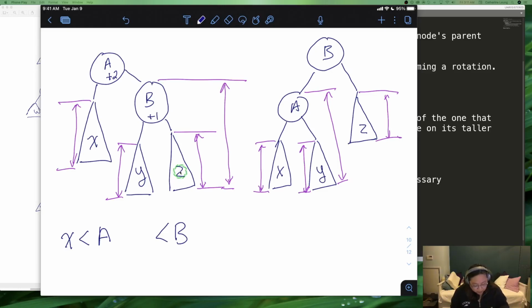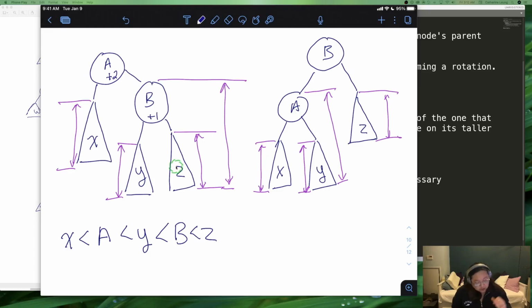Furthermore, what I can also say is that Y, which is to the left of B, is both smaller than B, but also bigger than A, because it's to the right of A still, right? It's a subtree of B, B is to the right of A, so Y is bigger than A and smaller than B. Similarly, Z must be bigger than B because it's to B's right.